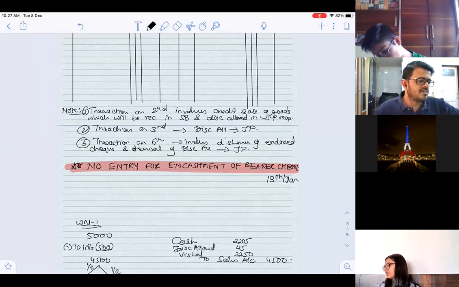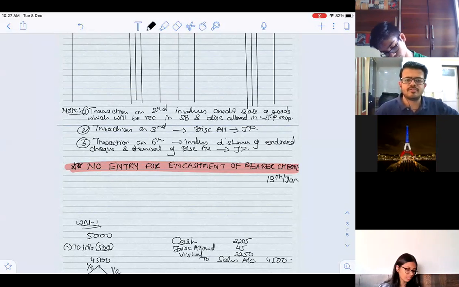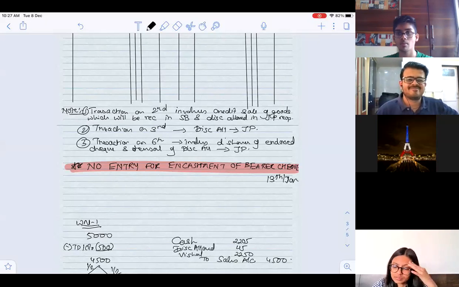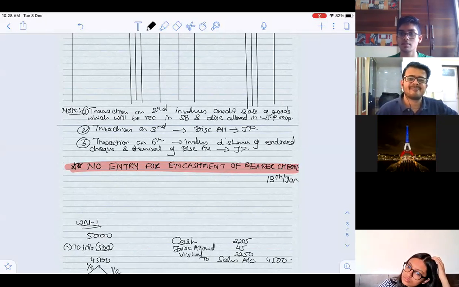Then received a check of 400 on account of amount previously written off as bad debt from Ajay. What entry should be made? Received a check for bad debt. Bank to bad debts recovery? Cash. Because in the next one it is deposited.